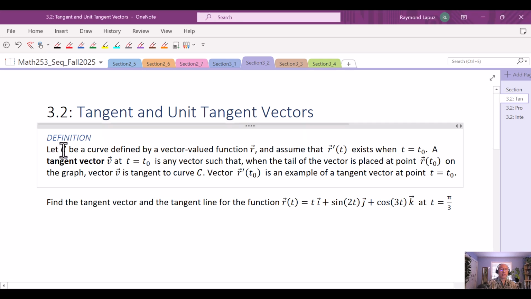So here, we're defining this tangent vector. C is a curve of a vector valued function r, and we assume that r prime exists. When t is equal to t naught, so we're just picking some value t naught, a tangent vector v at this point is a vector such that when the tail of the vector is placed at the point r of t on the graph, then the vector is tangent to the curve. So vector r prime of t is an example of a tangent vector at a particular point.